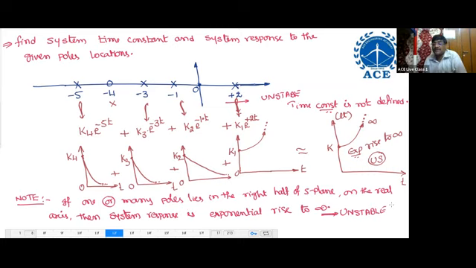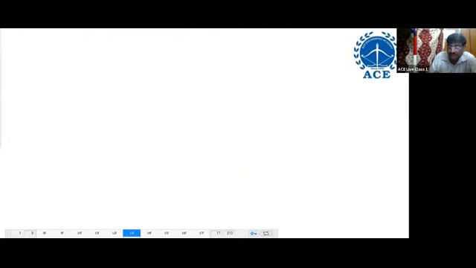So an unstable system does not have a time constant. Time constant is defined only for stable systems. We cannot define time constant for unstable systems. Okay? Next one. Next, I'll consider the different pole locations. So you draw the response for that.